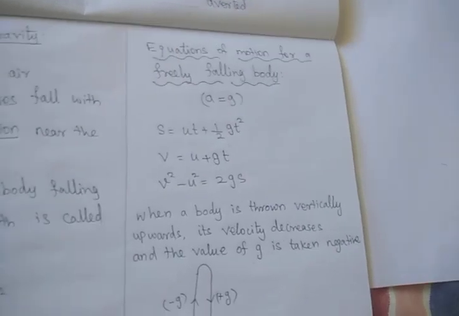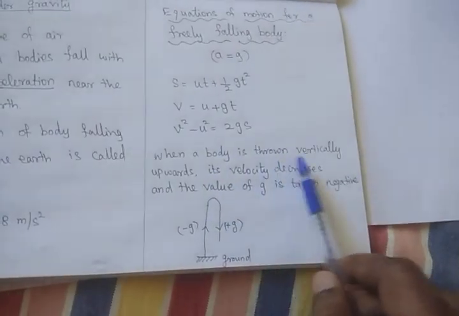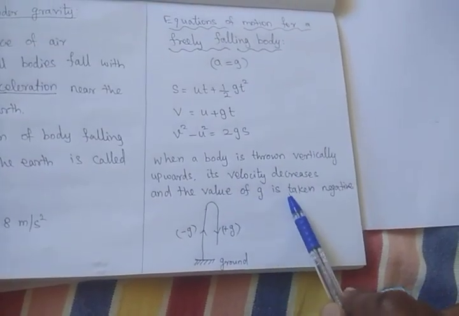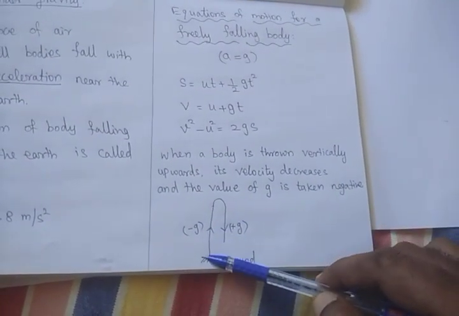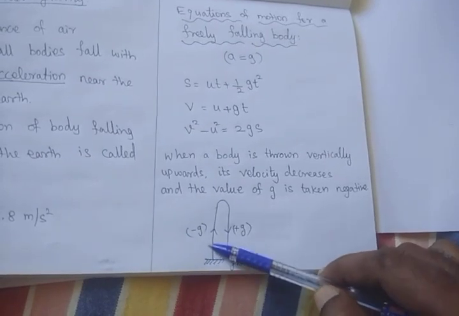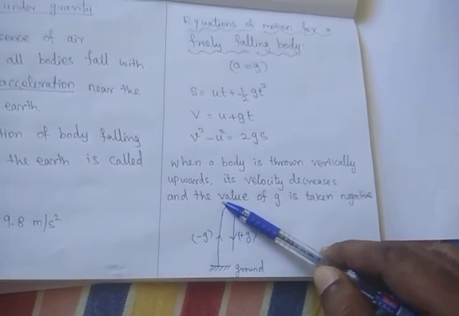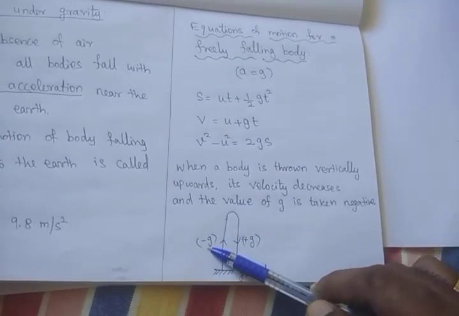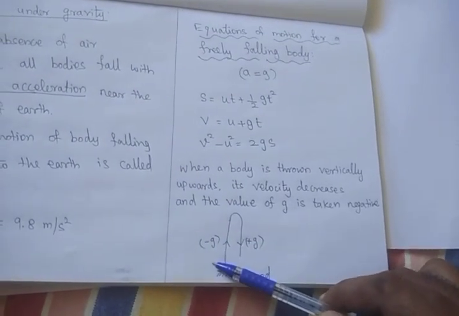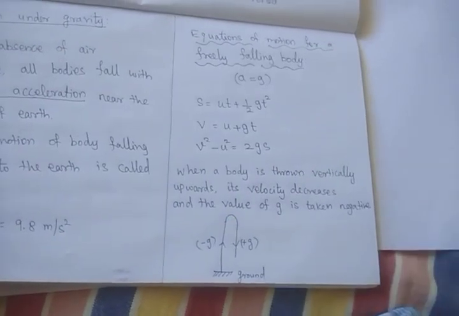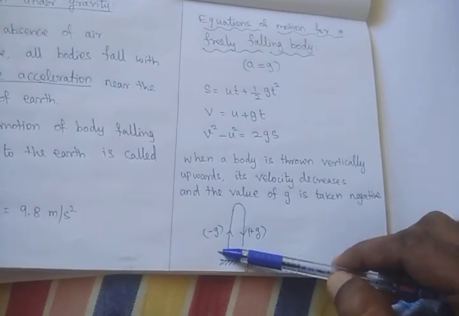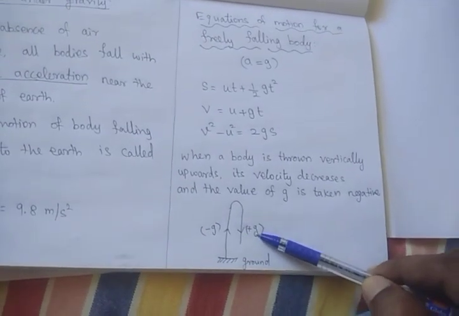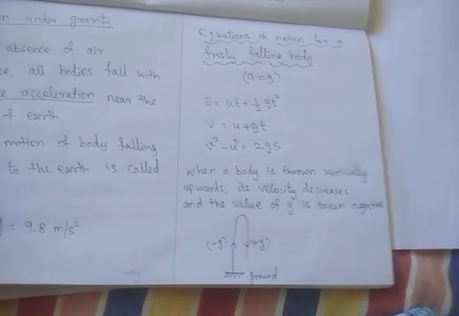When a body is thrown vertically upwards, the velocity decreases and the value of g is taken as negative. So when the body is thrown upwards, what will happen? The velocity decreases and reaches the maximum point, where the velocity is 0. We have to take the g value as minus because the acceleration is always downwards, and the body is moving in the opposite direction. So we have to take g as negative. If it comes down, g is positive.